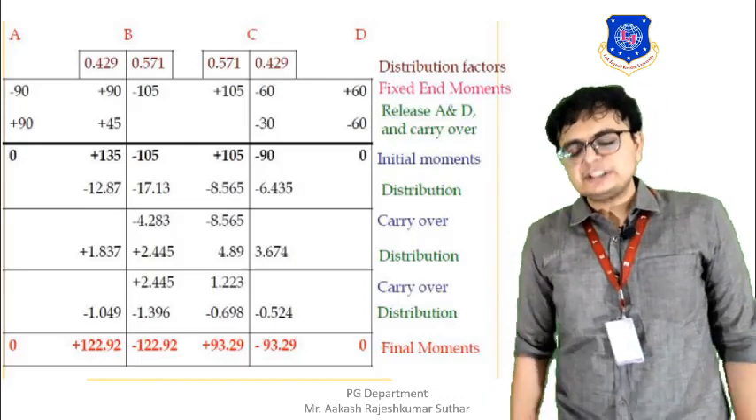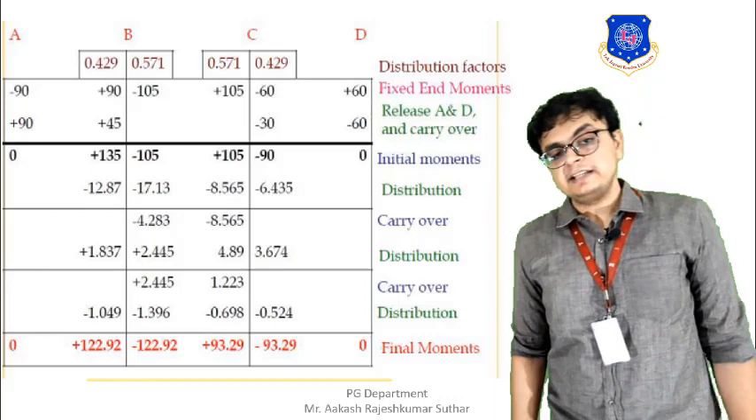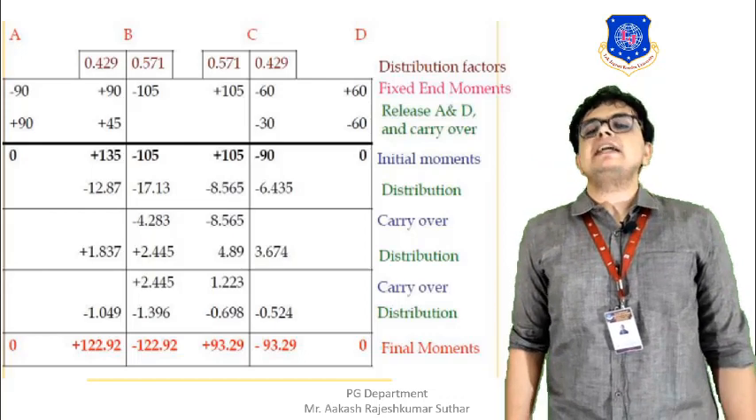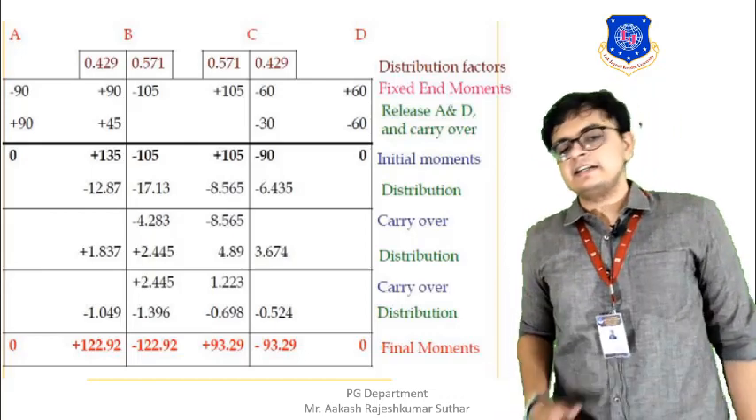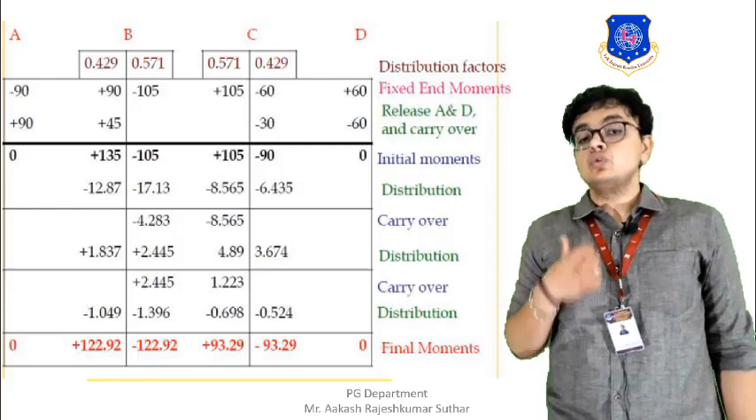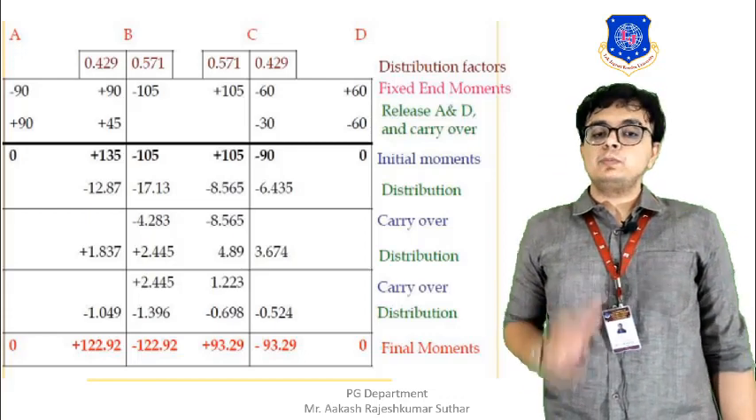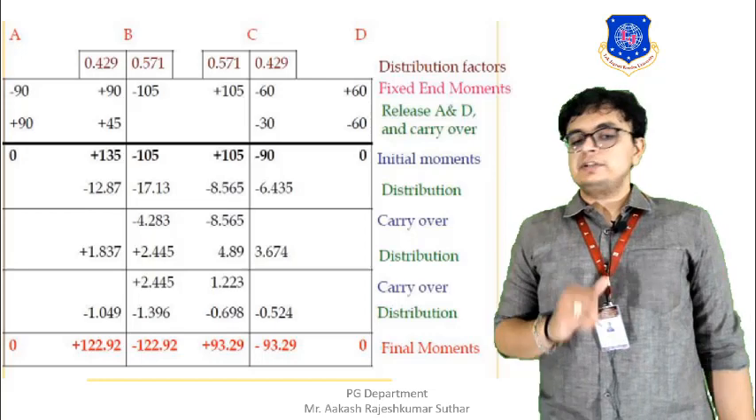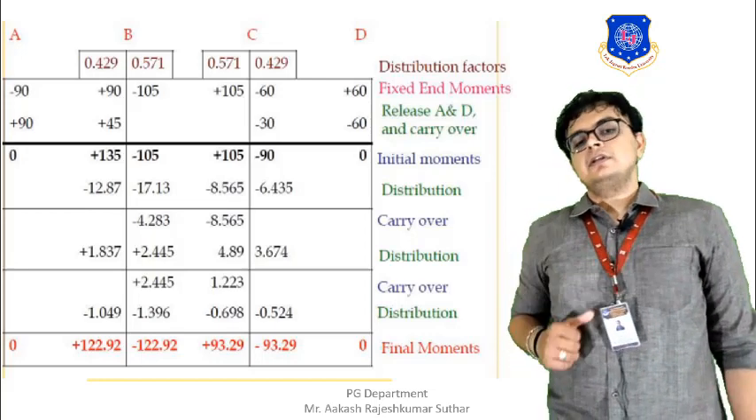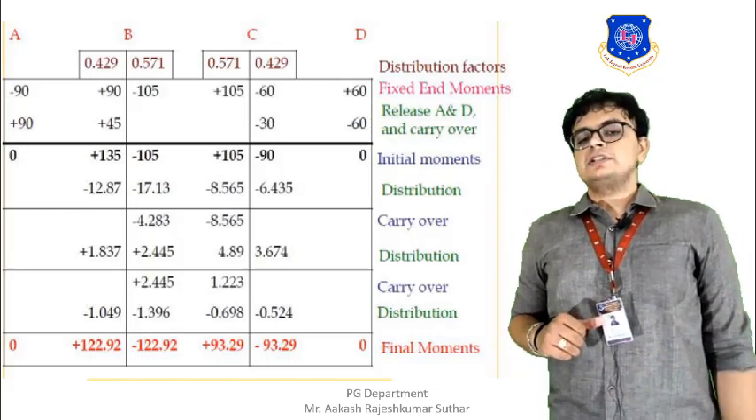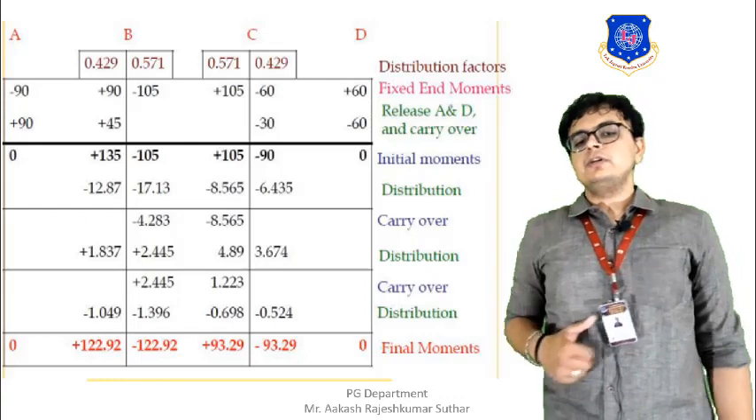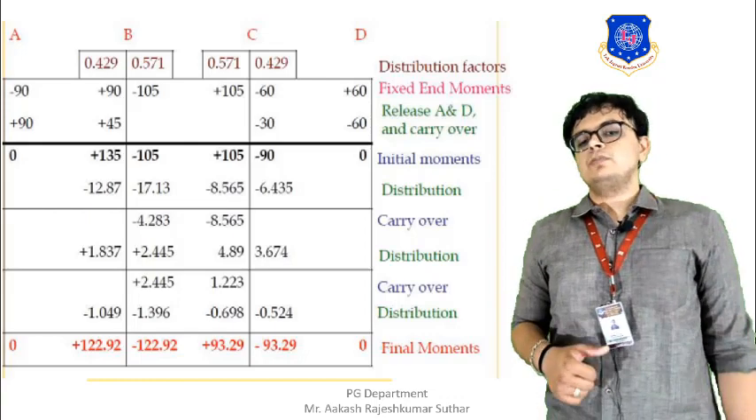Similarly, for TD, the carryover is 1.223 that we have to multiply with 0.429. By multiplying it, we are getting the value of 0.524. But when it's time to put it, we have to take the opposite. So we have taken the opposite sign, that is of 0.524 to minus 0.5.